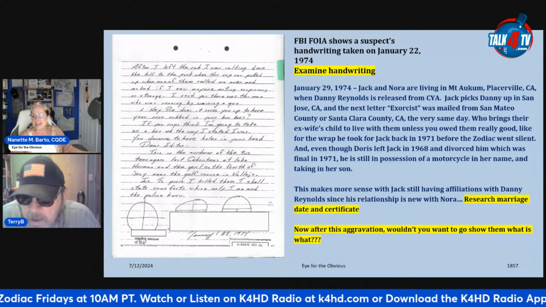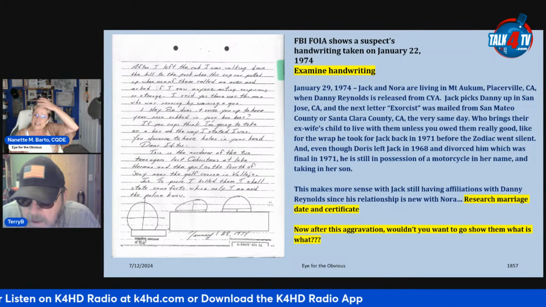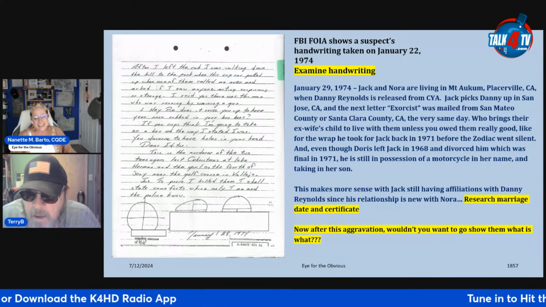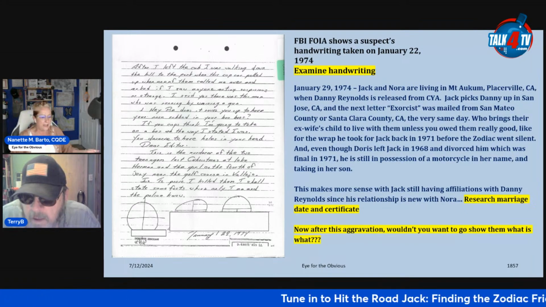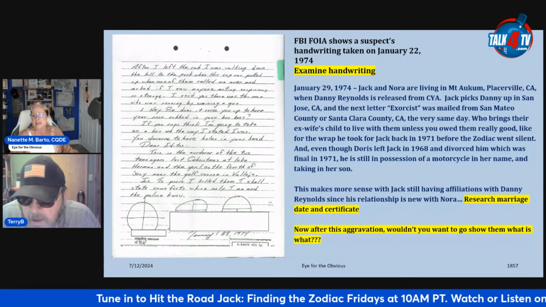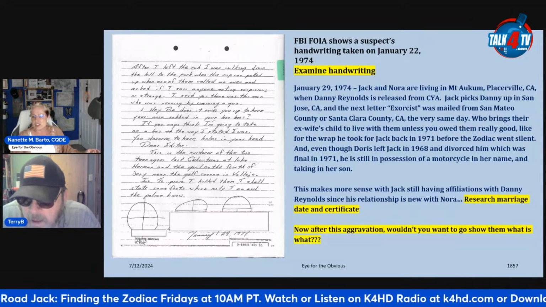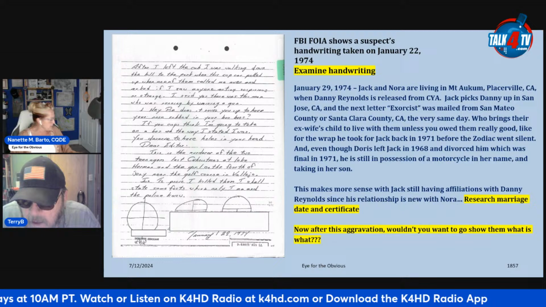And even though Doris left Jack in 1968 and divorced him, which was final in 1971, he is still in possession of a motorcycle that is in her name and taking her son in. So Dennis, Jack picking up Danny Reynolds and bringing him to the house to live with him makes more sense with Jack still having affiliations with Danny Reynolds, since his relationship is new with Nora. I did want to actually research the marriage certificate.